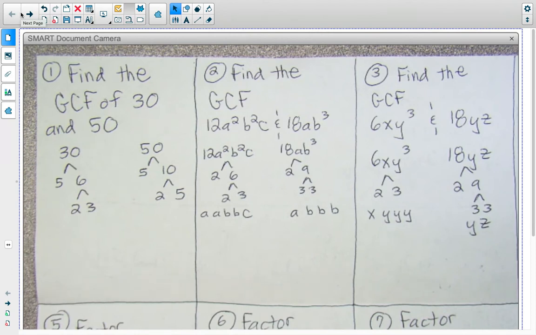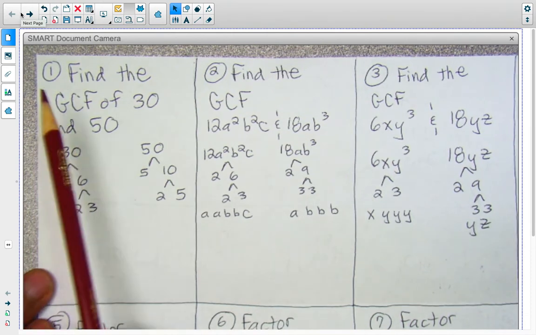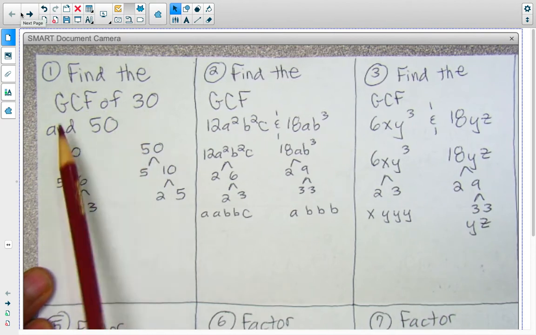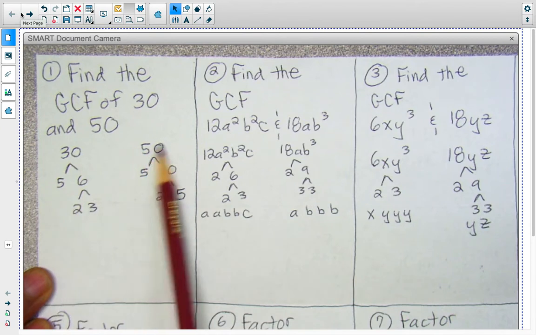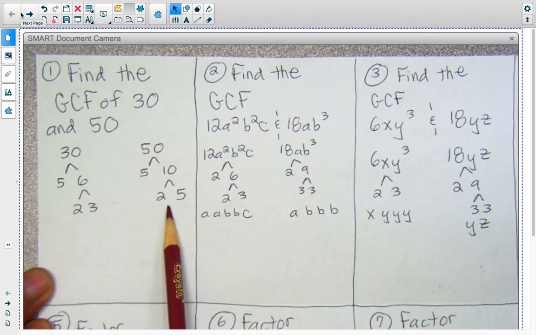I want to make sure you can find the biggest number or variables that 2 or 3 or 4 terms share. So we're going to start by doing a factor tree. When you do a factor tree, you're going to break your tree all the way down into prime numbers. So this first one that I have here, it says find the greatest common factor of 30 and 50. I already did a factor tree for 30, and I already did a factor tree for 50. You want to break it all the way down to prime numbers.